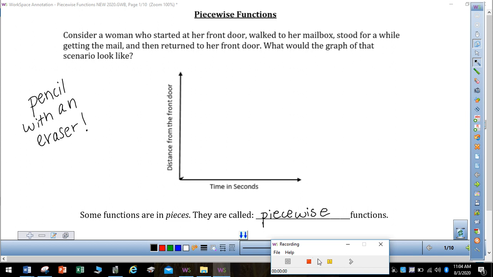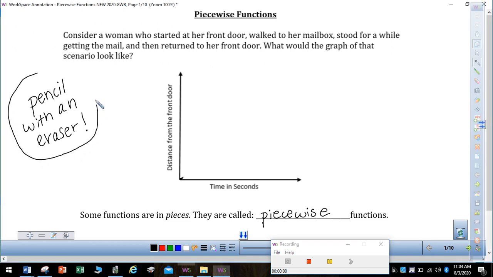In today's lesson, we are going to learn about piecewise functions. Before we begin, I must let you know that you must have a pencil with an eraser for this lesson. If you happen to have an erasable pen, if it works really well, you can use that. But stop this video now, get those materials because we will need the eraser for part of what we are doing today.